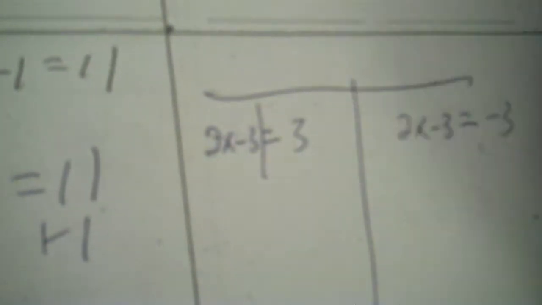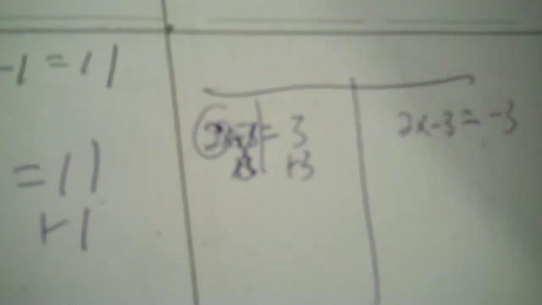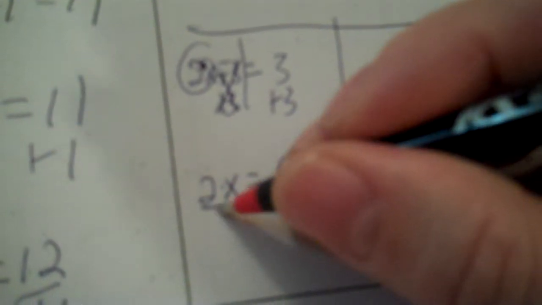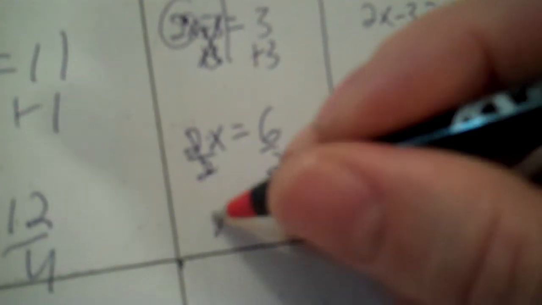Okay, then you solve it. So 2 times x plus negative 3. So you take out your negative 3 by adding 3. 3 plus 3 is 6. Then you divide by 2. 6 divided by 2 is 3. Okay, take out your negative 3, but this time it's negative 3 plus 3, that's 0. Then divide by 2, and you get 0.